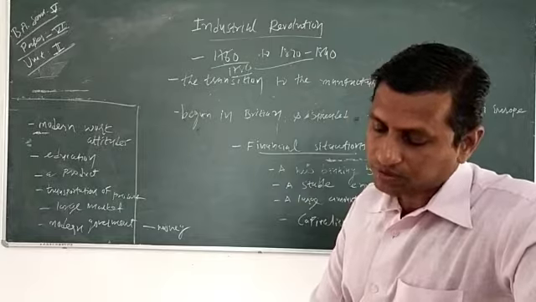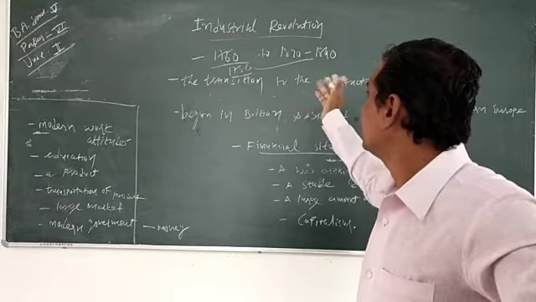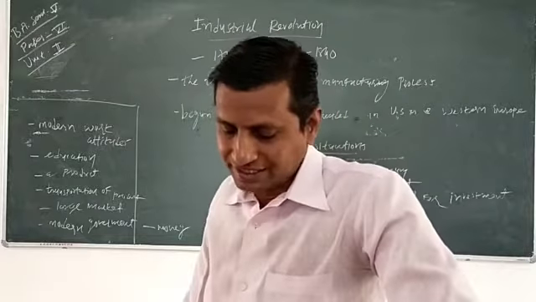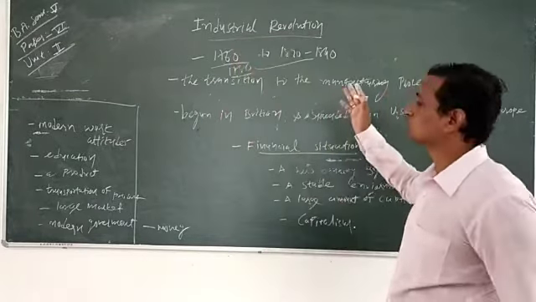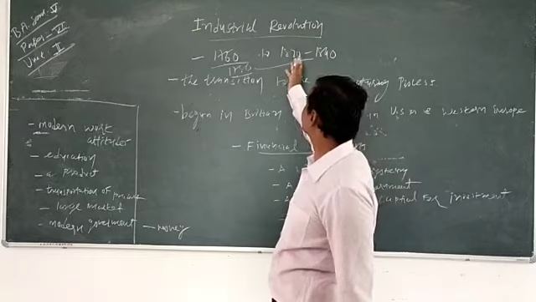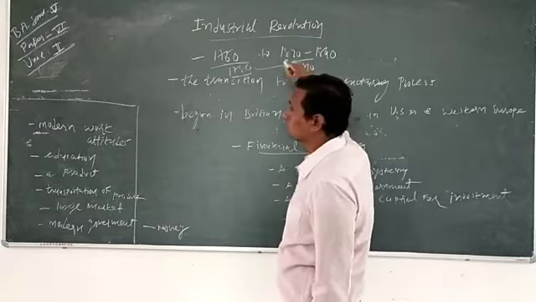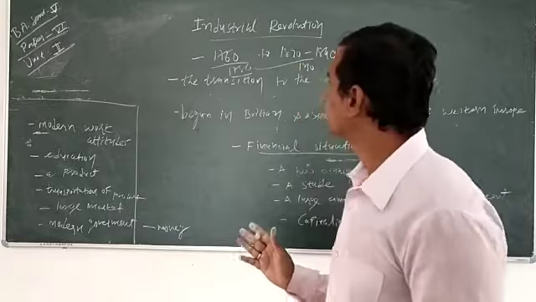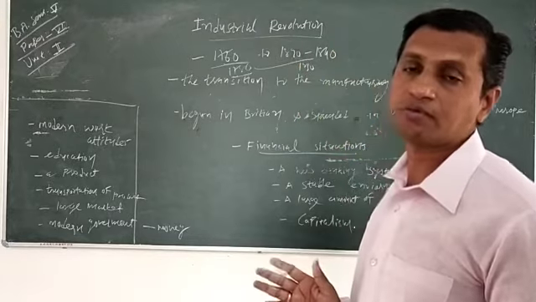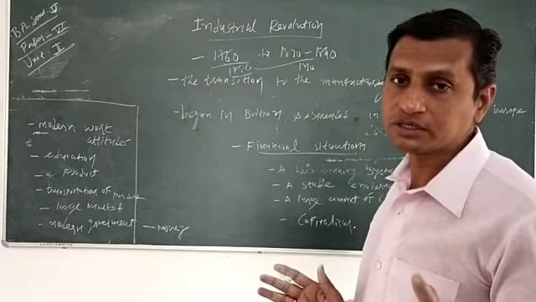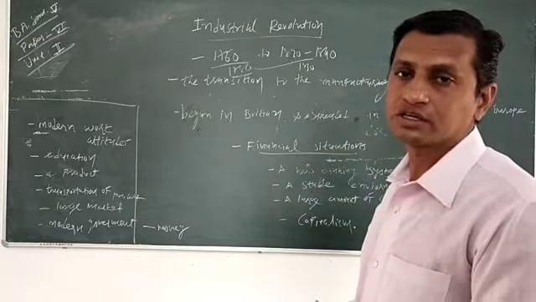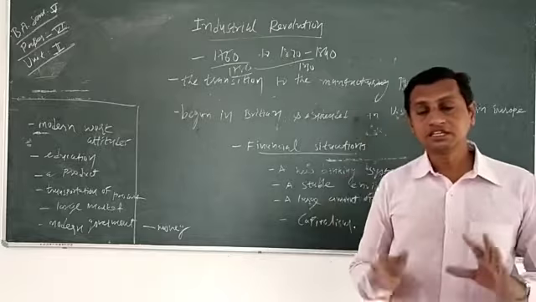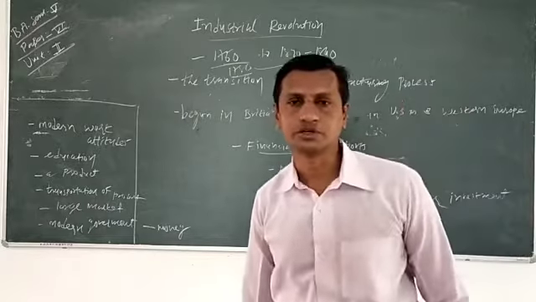He said it broke out in Britain between 1780 and 1840. T.S. Ashton says 1760 to 1830. These are different views, but we can say that this is the time period: the last half of the 18th century and the first two or three decades, or first half, of the 19th century is known as the Industrial Revolution.